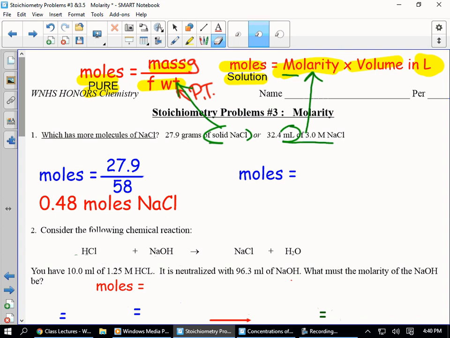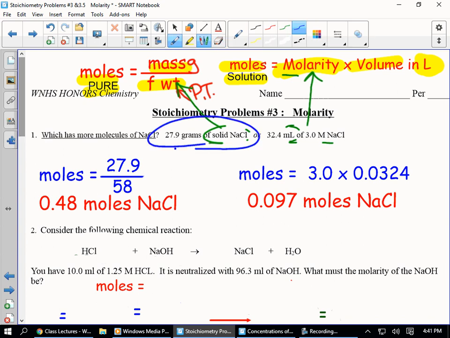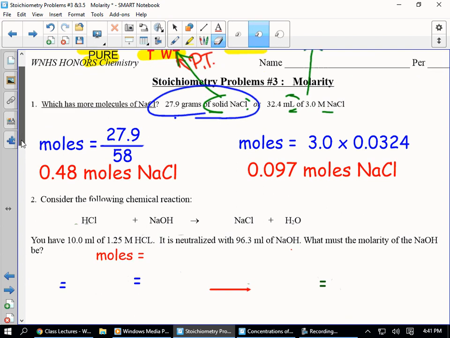Now over here, we're going to take our molarity, which is 3, and multiply it by the volume in liters. We got to move the decimal 1, 2, 3 places, so 0.0324, and you end up getting only 0.097 moles of NaCl. So the winner here is the solid. Definitely more salt in that situation.